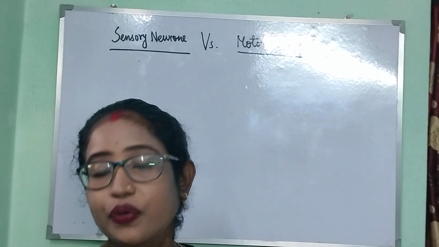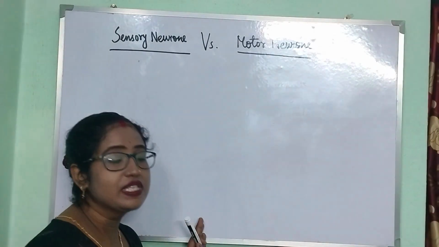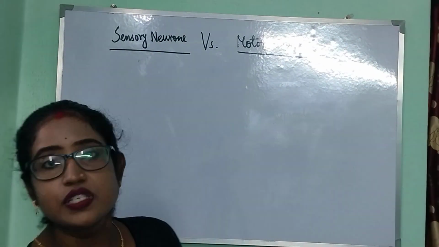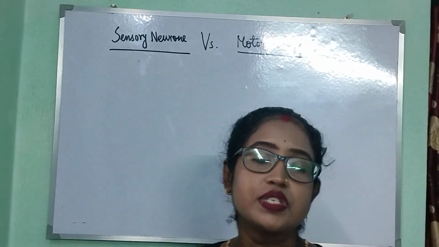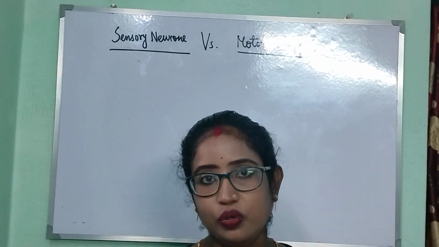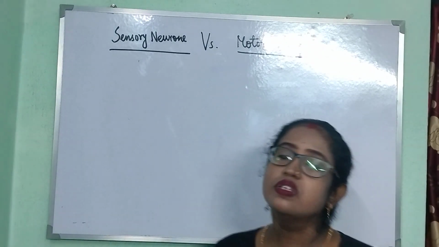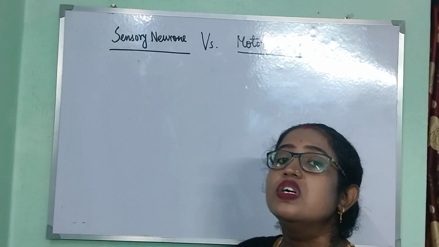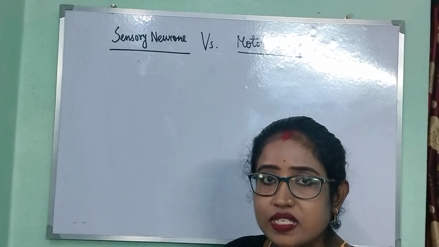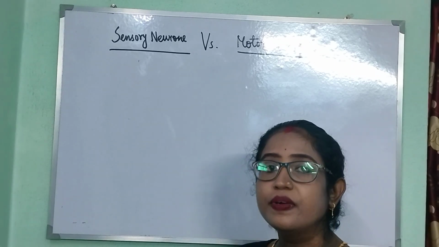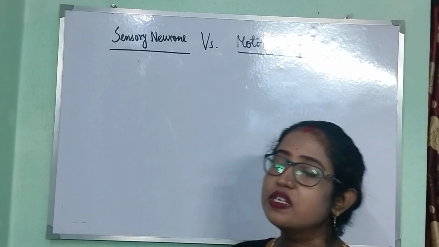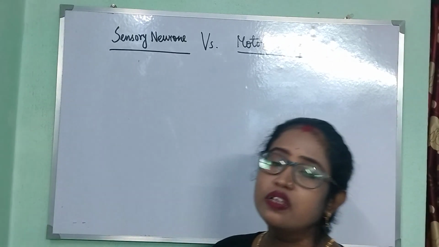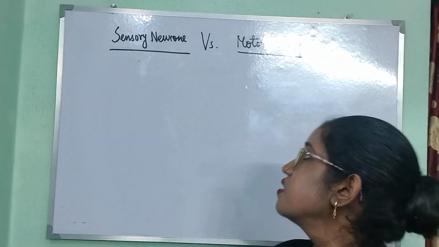In today's session, we are going to discuss the difference between sensory and motor neurons. In previous sessions, we already discussed what a sensory neuron and a motor neuron are. Sensory neurons are those neurons that sense or receive signals or stimuli from the receptors that are present in the sense organs, and they carry this information towards the central nervous system.